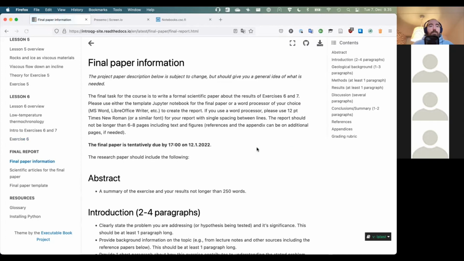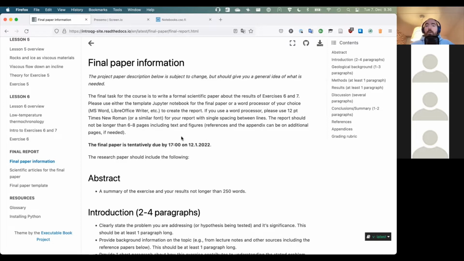And that brings us here to the last topic that was going to be presented today, which is about this final paper. As mentioned, the tentative due date would be the 12th of January. I may bump that to the 14th just because that would be the end of the week. The 12th is a Wednesday, I think.